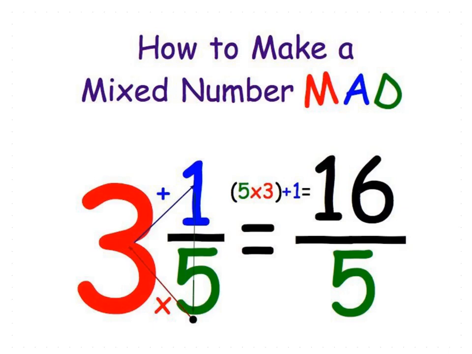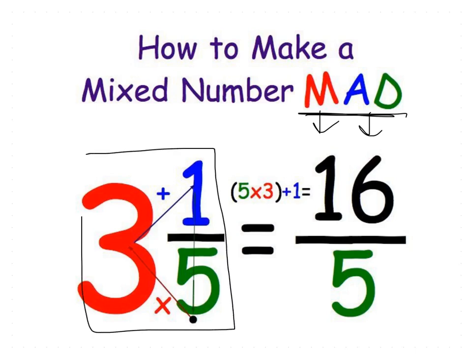How to make a mixed number MAD? What does MAD mean in here? These are the operations I'm going to do. M for multiplying. If I want to convert this mixed number and make it an improper fraction like this one, these are the steps I'm going to follow. MAD: multiply, add, and then put the denominator.